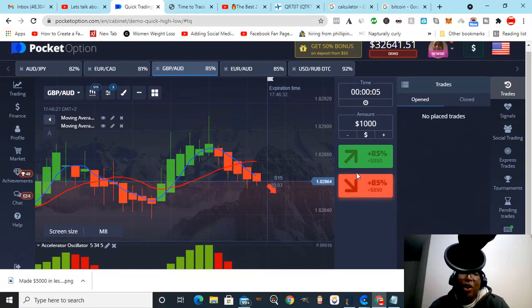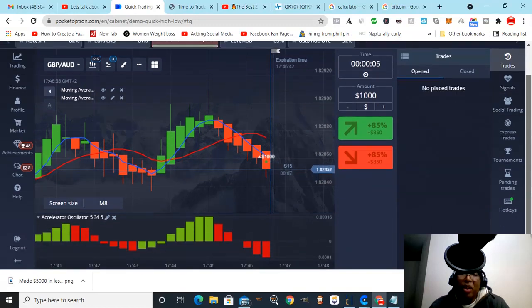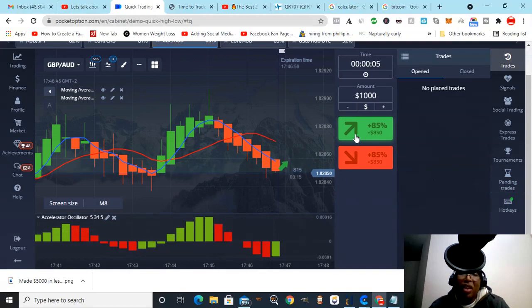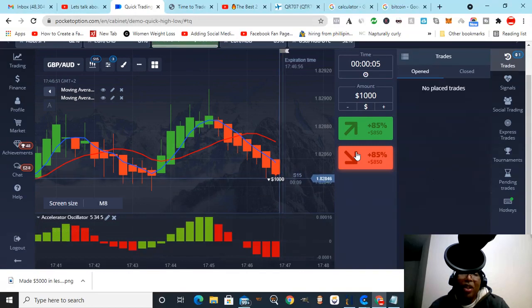That was too late, so we lost that one. Let me wait for the next candle. Okay, that's going down, so we go down. There we go, and we win. So we're just taking the opposite trades. Whatever color is on here, we take the opposite.